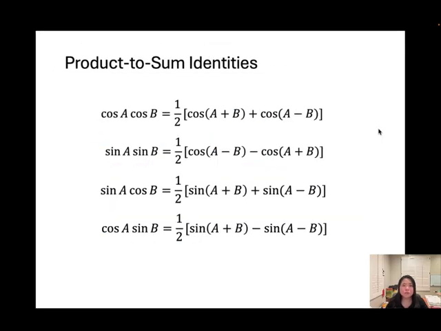So we do have the 4 product to sum identities. Again, you guys need to remember them. That's a lot of formulas, right?